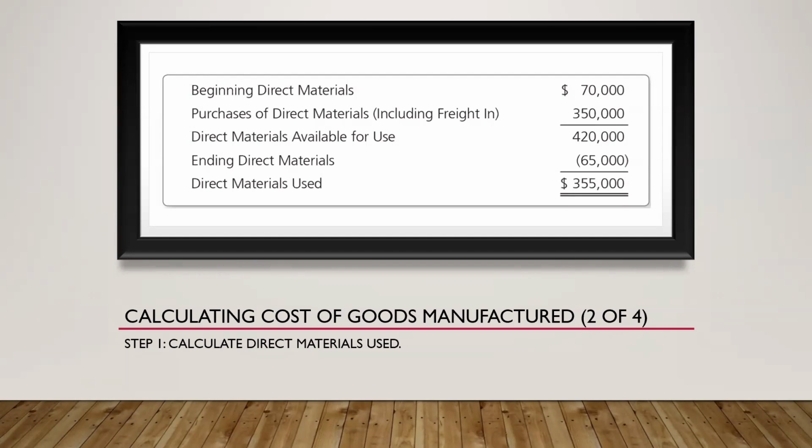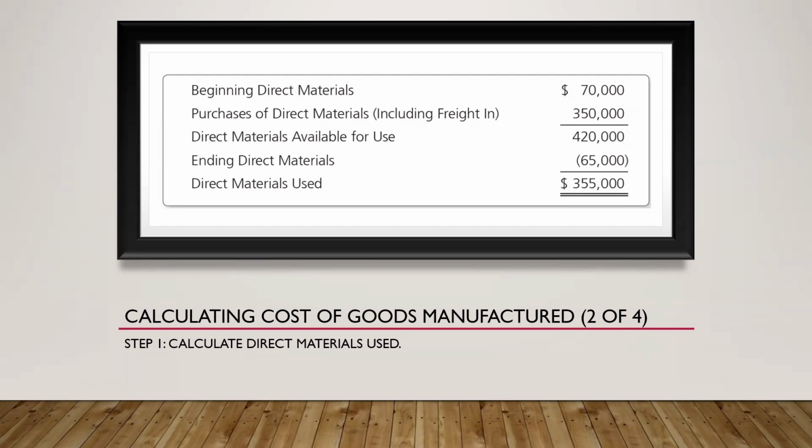Here we're using the company Smart Touch Learning. So assume that Smart Touch Learning begins the period with a direct material balance of $70,000. Now, during that year, the company purchased $350,000 of direct materials. And the ending balance of direct materials is $65,000.